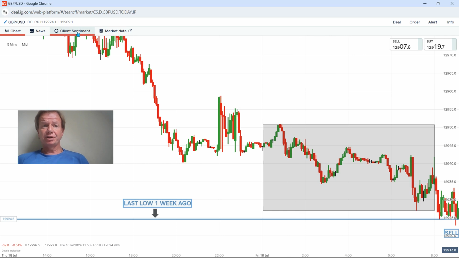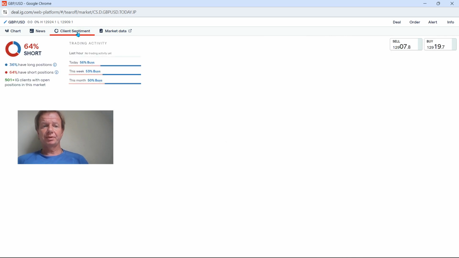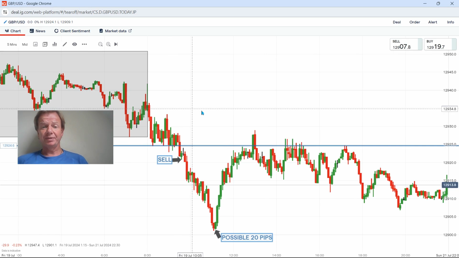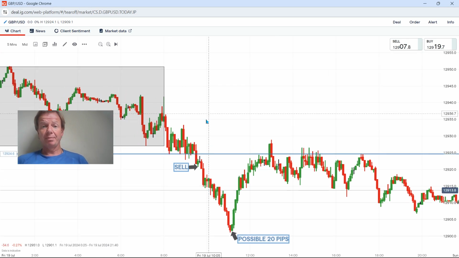My bias was very much towards the client sentiment, because the client sentiment was 64% short. Now, it's a well-known fact that most traders lose money, so I take the contrarian opinion of going the opposite side of that. So I was relying too much on this client sentiment on this 5-minute chart on the London breakout strategy. I was thinking, there's no way it's going to go down, but of course it did.